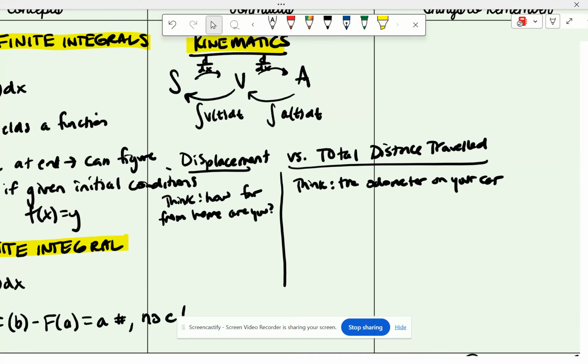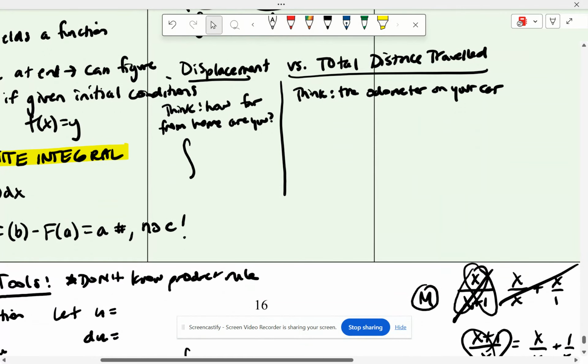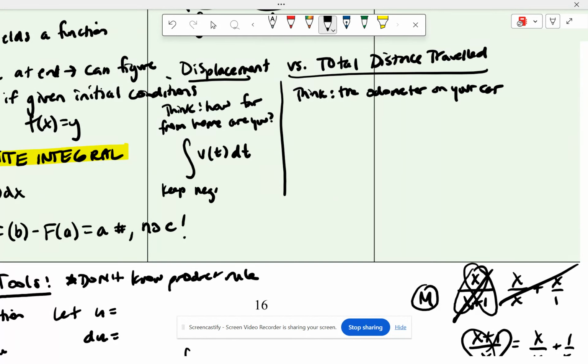Okay. So with calculus, displacement is going to look like the velocity curve being integrated. You want to keep the negative areas negative, because it's okay if the two cancel out. Your displacement could totally end up being 0. Just means you're back at the origin, right?